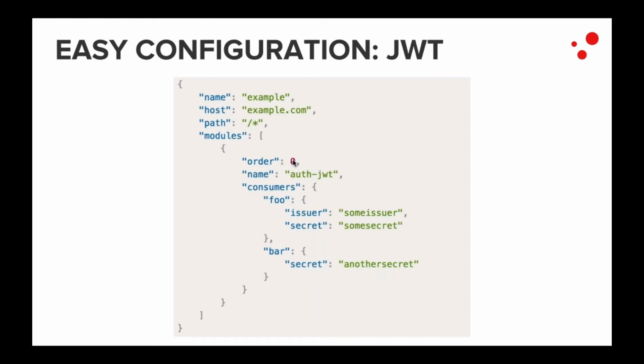This order field here just indicates where this module should stay within the chain of modules. So 0 means it's going to be the first module. So the first thing the policy engine will do is this JSON Web Token authentication. So yes, it's perfectly possible to do JSON Web Token authentication.